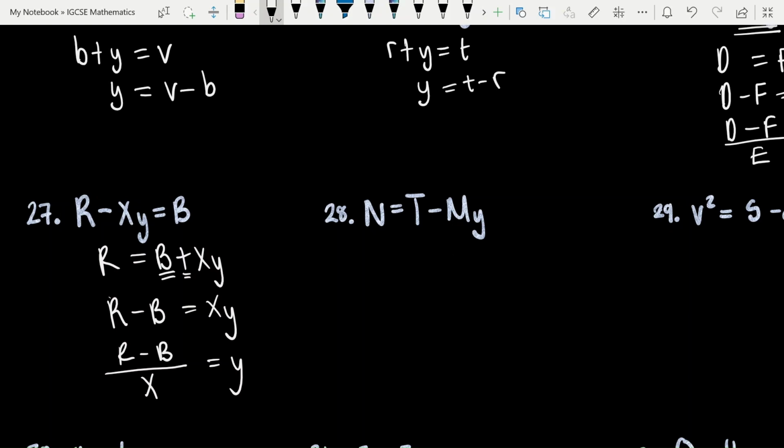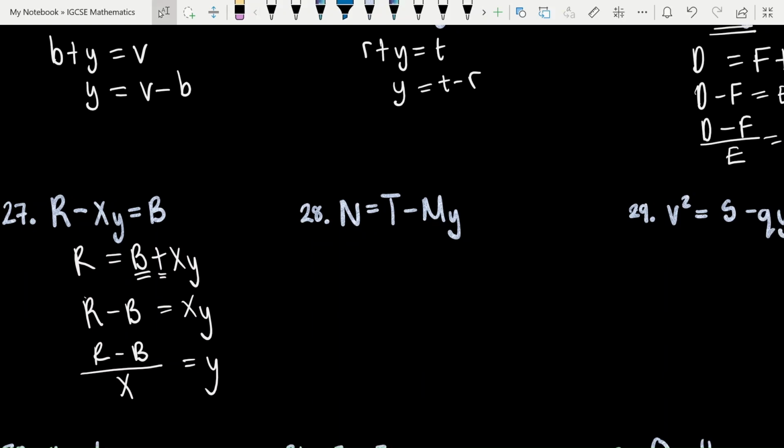Now let's see number 28. N is equal to t minus my. Now we can see that our term with y is negative. We take it to the other side to make it positive. N plus my is equal to t. Good. Now we can make y the subject because our term is now positive. As long as it was negative, we're not going to be able to make it the subject. Now we can. How do we do it? Take everything which is not y to the other side.